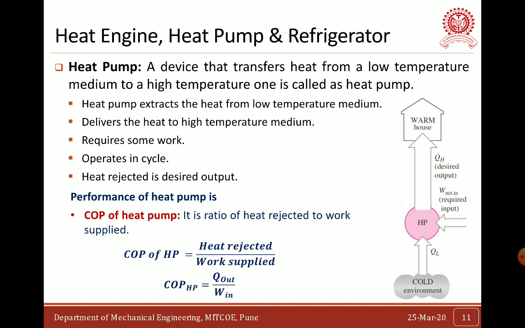So the performance of a heat pump is measured in coefficient of performance. In the case of an engine, we have written the efficiency of the heat engine, but in the case of heat pumps and refrigerators, we use the term COP, that is, coefficient of performance. The coefficient of performance of a heat pump follows the same basic fundamental, output upon input. Here output is how much heat is rejected and input is how much work we are supplying to the heat pump. That's why COP of heat pump is equal to heat rejected upon work supplied. So COP of heat pump is equal to Q out upon W in.